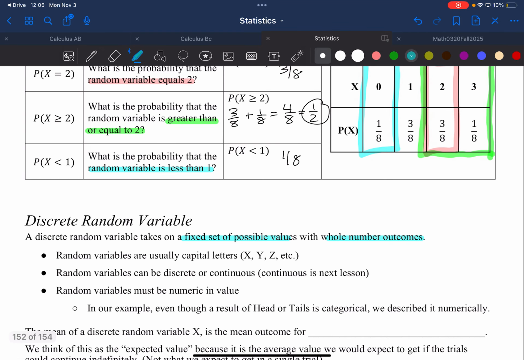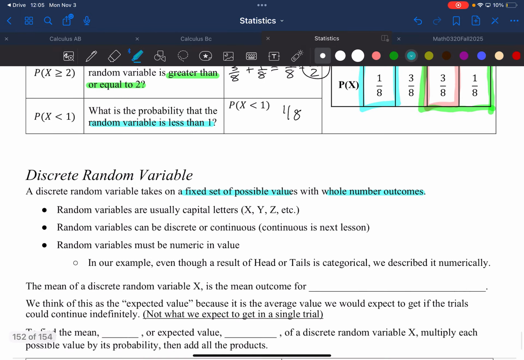Random variables must be numerical. So in our example, it says even though the result of heads or tails is categorical, we describe it numerically, and that's when we assigned X equal to the number of heads. So now we're not just saying heads or tails as our results, we're saying there were 2 heads when we did this, there were 3, etc.